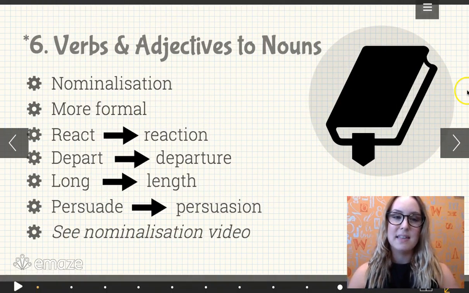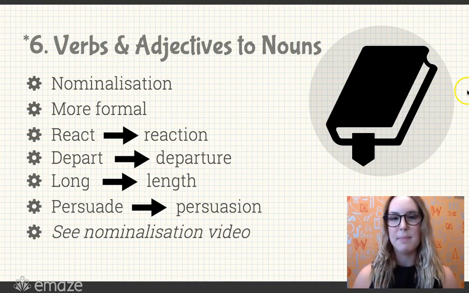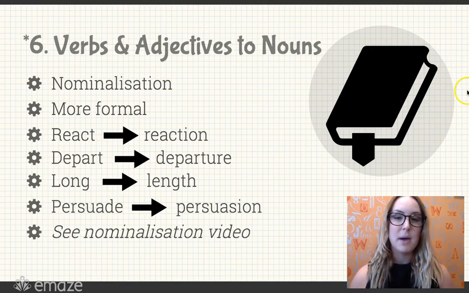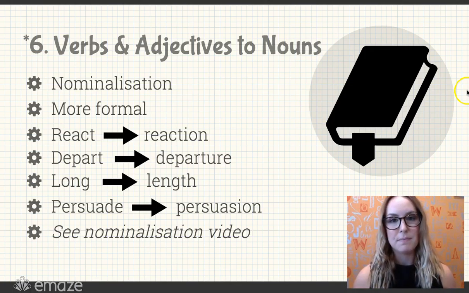Rule number six. Now this is an advanced rule, so those of you who are feeling really confident with all of these so far, this is a process called nominalization. Basically you are making your writing more formal by changing verbs and adjectives to nouns. So words like react, which is a verb, will become reaction, which is a noun. Just like depart becomes departure. Similarly, it also works for adjectives. So long becomes length, persuade becomes persuasion.